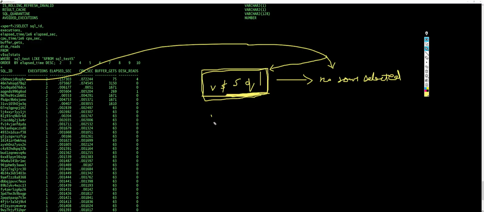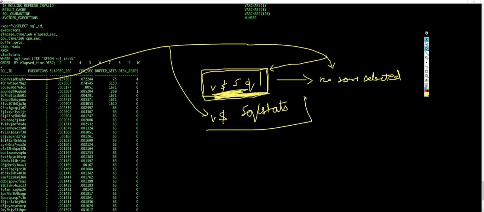If the executions are not many, if it is a one-time execution, then it may not be retained in V$SQL. And V$SQLSTATS contains all the SQL information which is not stored in V$SQL. So if you are not seeing this SQL in the V$SQL view, then it will definitely be stored under V$SQLSTATS, because it is an aggregated value, so it will be retained for a longer time. Okay, but the data stored under V$SQLSTATS also has some retention. They are not permanent.